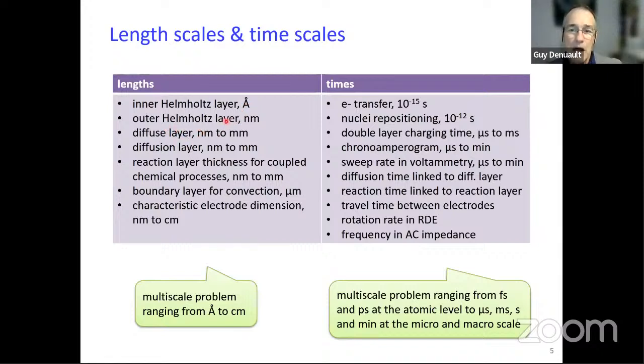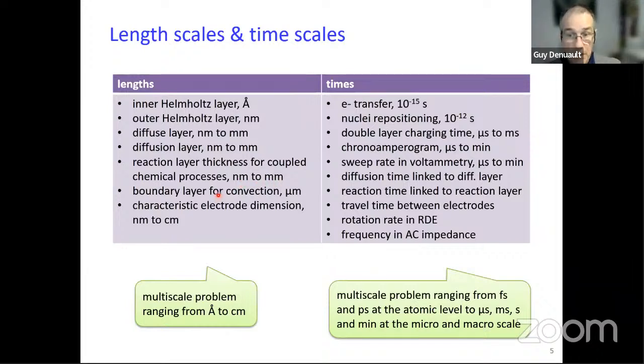At the outer Helmholtz layer, we're already at the nanometer scale. For the rest of the double layer, we are now encountering the diffuse layer, which, depending on the ionic strength of your electrolyte, could range from nanometers to millimeters. But then mass transport is involved. So we've got the diffusion layer, which, according to time scale, could be anywhere from nanometers to millimeters. If a reaction is involved in solution, then we will need to consider the reaction layer thickness, which could range, depending on the kinetics, from nanometers to millimeters.